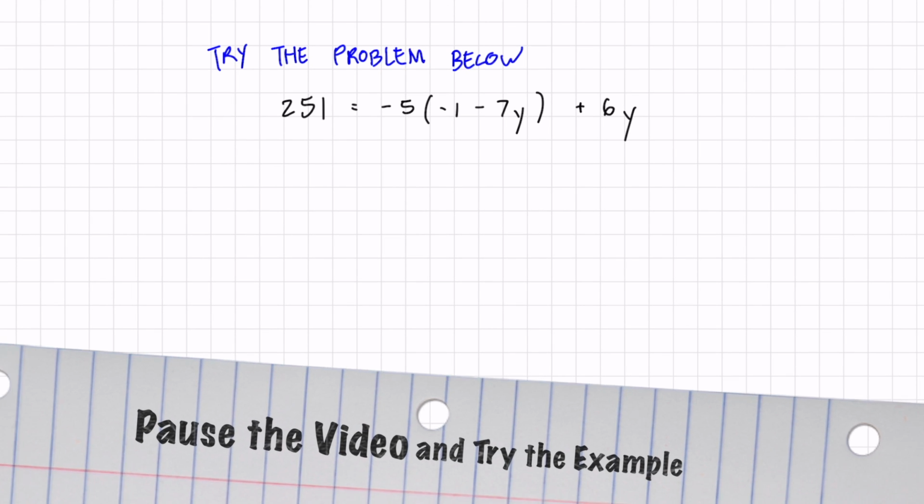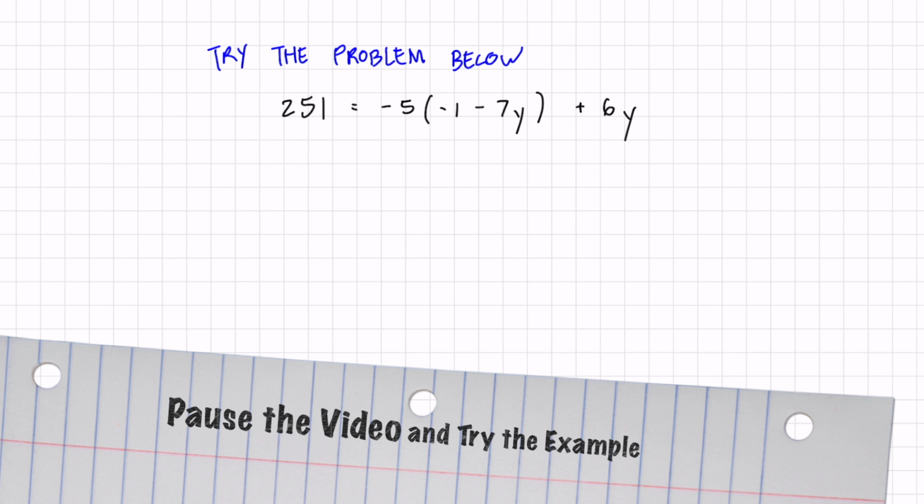All right, let's apply what you just learned on those 2 problems. Pause the video, put this on your sheet of paper, try it out. That way you're prepared for your test. When you are done, I'll show the answer.